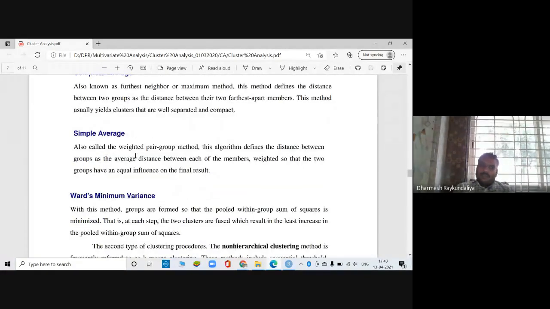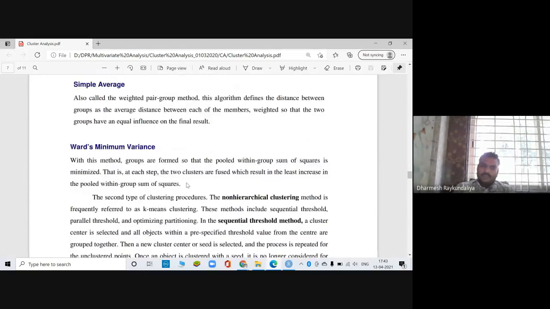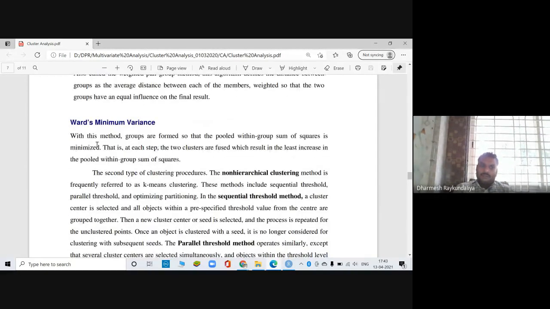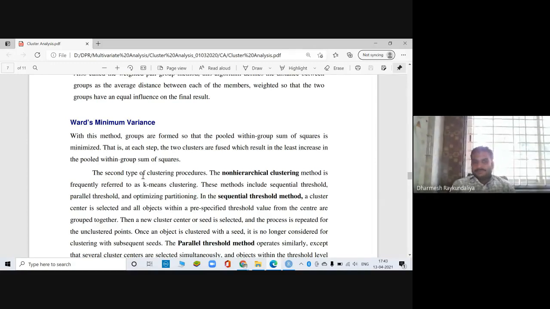Average linkage is nothing but the weighted pair group method. This algorithm defines the distance between the groups as the average distance between each of the members, weighted so that the two groups have equal influence on the final result. And that is Ward's minimum variance. As I said, with this method, groups are formed so that the pooled within-group sum of squares is minimized. That is, at each step the two clusters are fused which result in the least increase in the pooled within-group sum of variance. So you find the within-group sum of variance, and whichever has the minimum is fused in the next round of the clustering procedure.